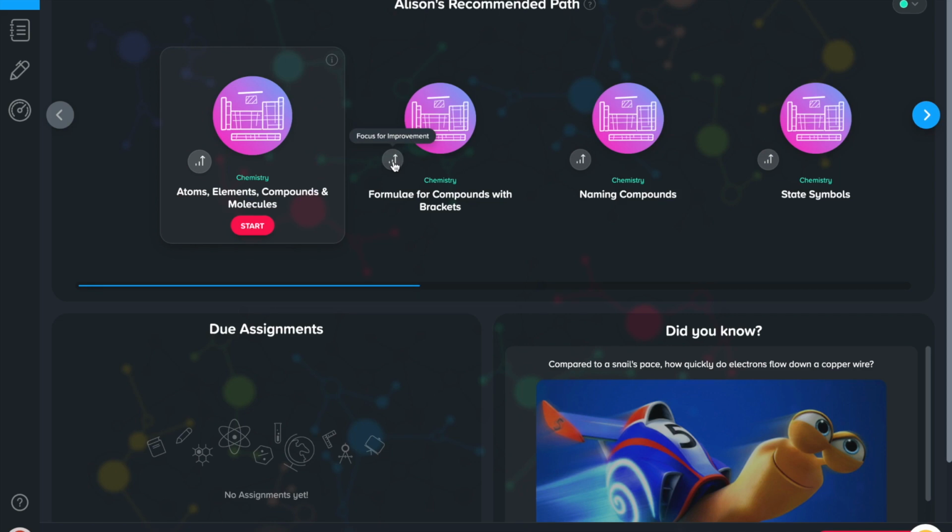The nugget could be chosen by the AI as something you need to focus on to improve, or it could be a memory boost or a revision nugget. Now today we're not actually going to follow this recommended pathway because we have been learning about the history of the atom. So what we are going to do is go to the courses page so that we can find the nugget that we were looking at.